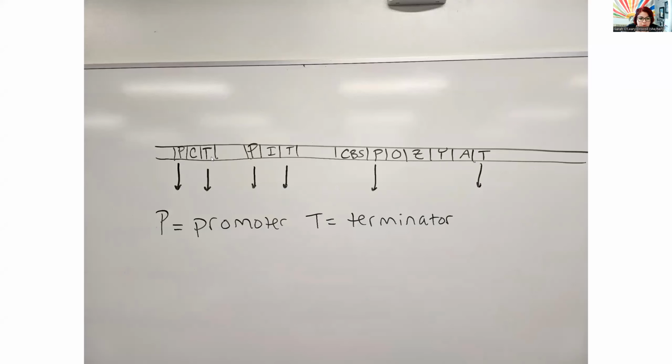But there are some things that are familiar to you, hopefully, from looking at gene expression. The promoter is noted with a P and the terminator with a T. And note that there is a promoter for this gene here, and then there's one for this whole operon on the right.